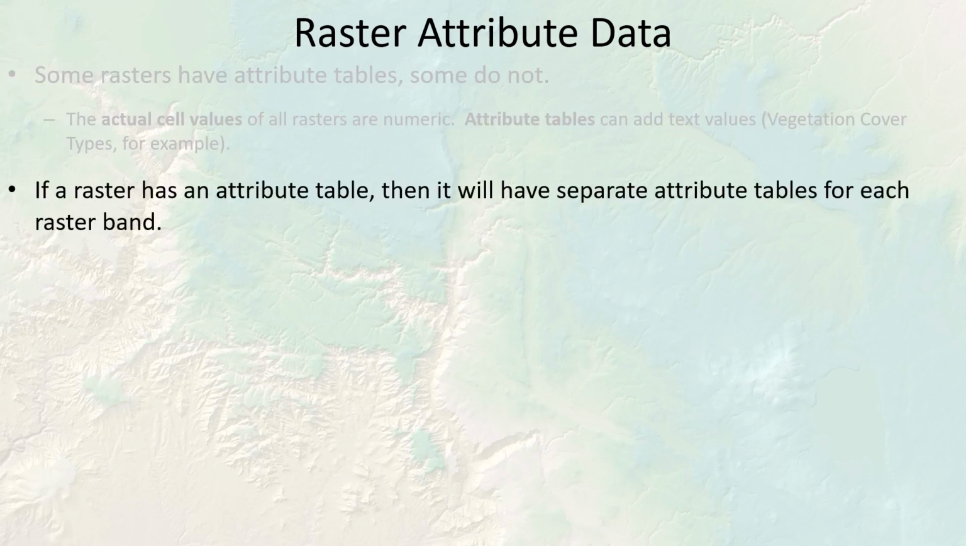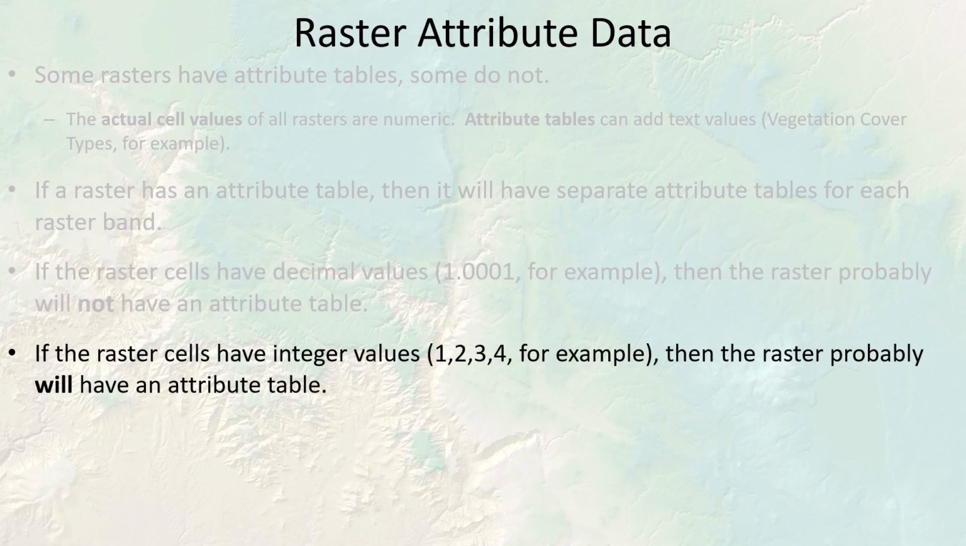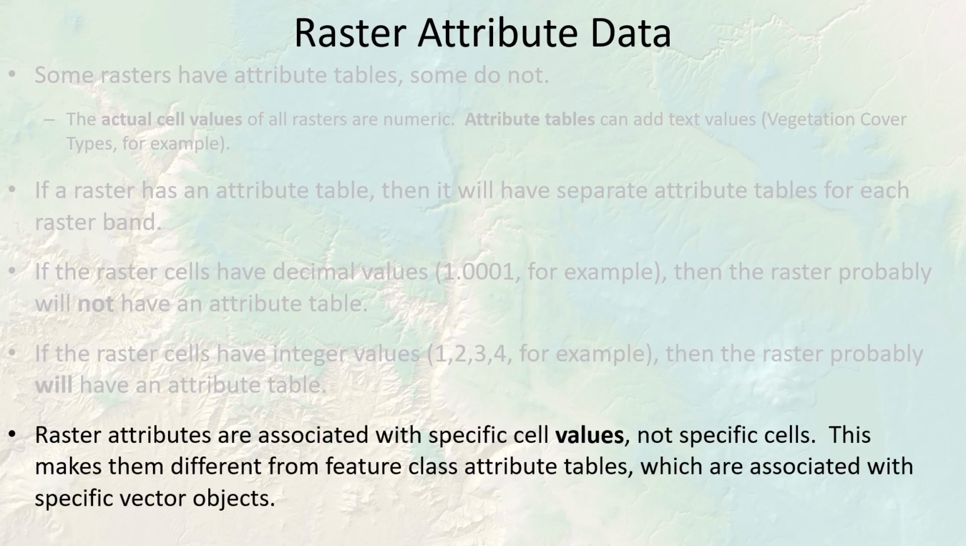Now, if a raster has an attribute table, then it's going to have a separate attribute table for each raster band. If the raster cell values are decimal values, meaning they're not integer, then this raster is probably not going to have an attribute table. If a raster has integer values, though, then the raster probably will have an attribute table. And remember that raster attributes are associated with cell values, not cells. And here I'm using cell as the same thing as a pixel.